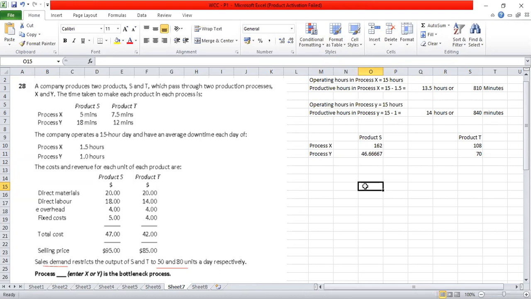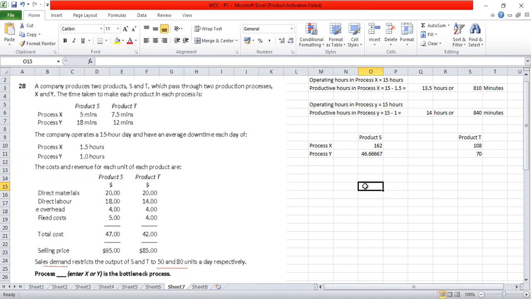They can maximize their profit and reach their objective when they can sell 50 units of S and 80 units of T, because that's the demand. Demand is not in their hands, so whatever the demand is, they should cater to the requirement to the maximum extent. So is process Y enabling them to produce 50 units of S and 80 units of T? It is not enabling. There is a constraint there. There is a limitation.